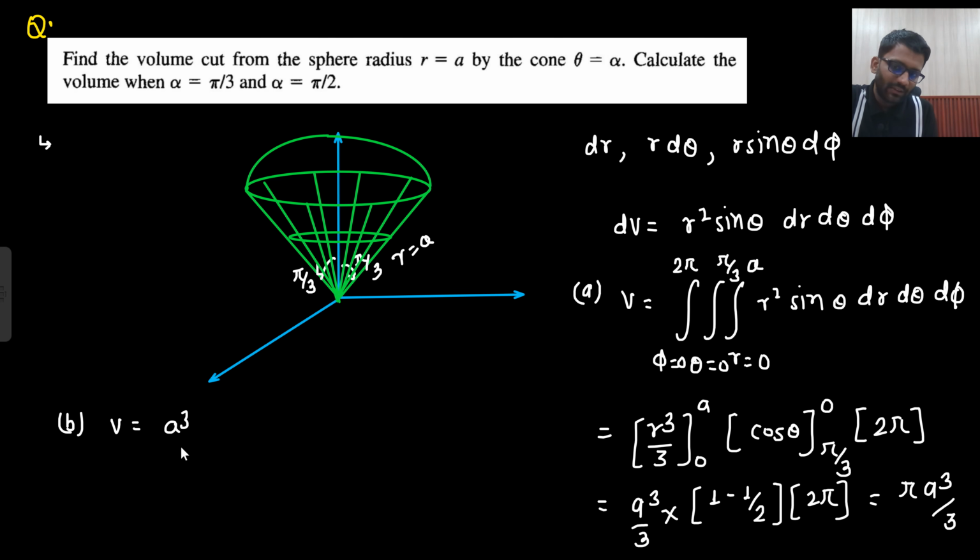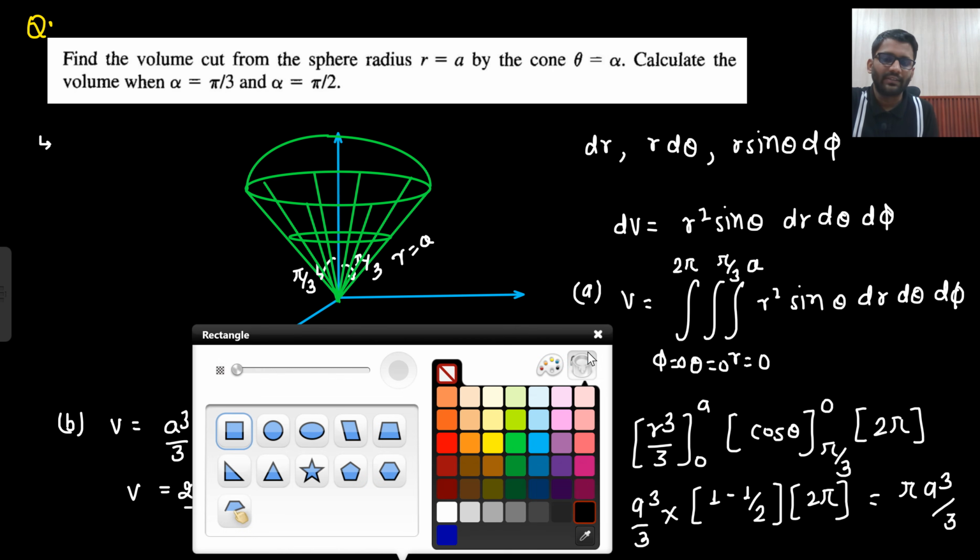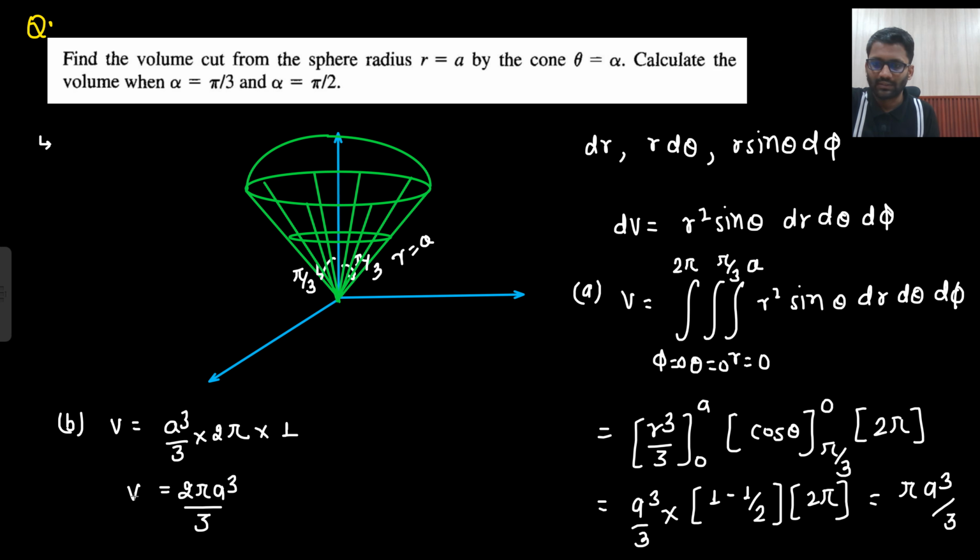So a cube by 3 will be the same, and this 2 pi will be the same. Just this limit will change from pi by 2 to 0. So cos 0 is 1, cos pi by 2 is 0. So it will be 1 only. What will be the answer? 2 pi a cube by 3. You should do this on your own, it is very easy, very straightforward. So this is the answer for the second one, and this is the answer for the first. Let's see the next one.